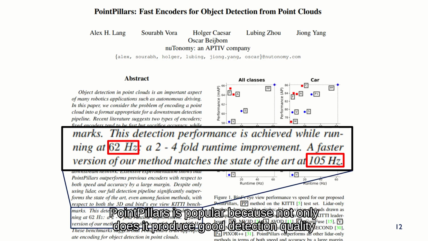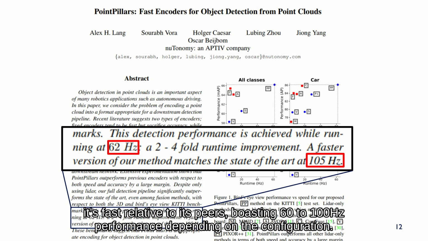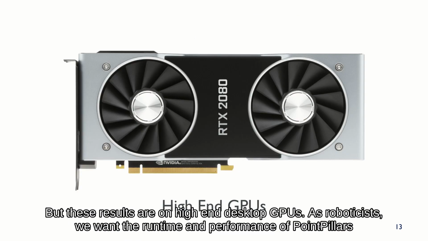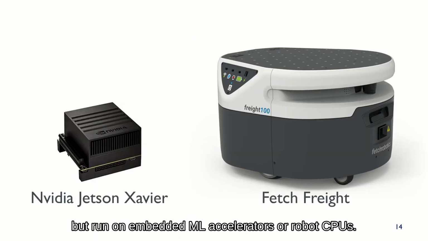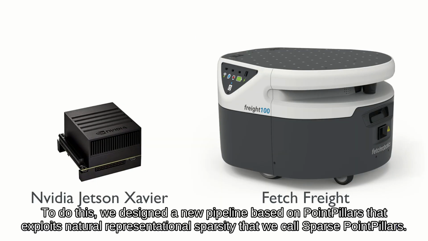PointPillars is popular because not only does it produce good detection quality, it's fast relative to its peers, boasting 60 to 100 Hz performance depending on the configuration. But these results are on high-end desktop GPUs. As roboticists, we want the runtime and performance of PointPillars, but run on embedded ML accelerators or robot CPUs. To do this, we designed a new pipeline based on PointPillars that exploits natural representational sparsity that we call Sparse PointPillars.